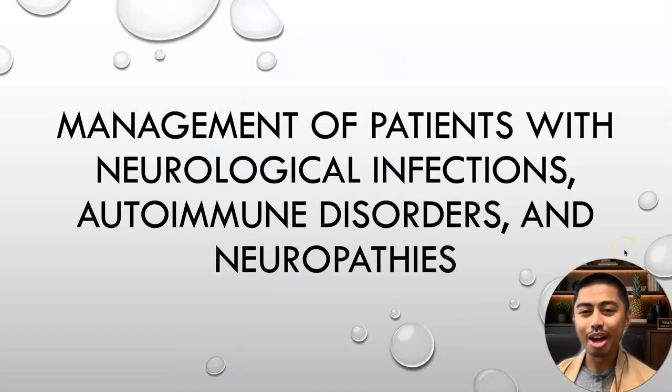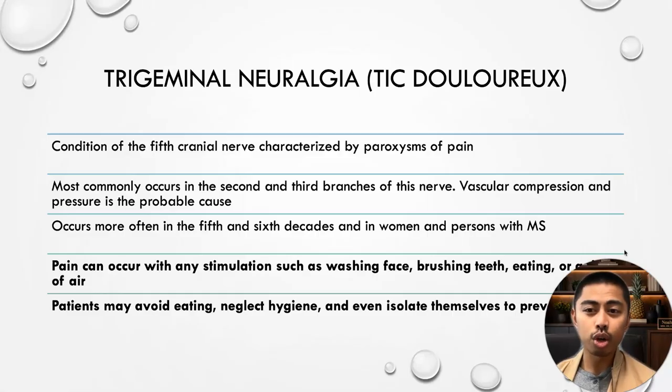Now let's talk about management of patients with neurological infections, autoimmune disorders, and neuropathies. First, we'll go over trigeminal neuralgia, which also is called tic douloureux. This is a disorder of your cranial nerve 5, which causes sudden, severe facial pain. The patho behind this is that there's some vascular compression that's happening, which increases your nerve hypersensitivity. It's most common in your maxillary and mandibular nerve.